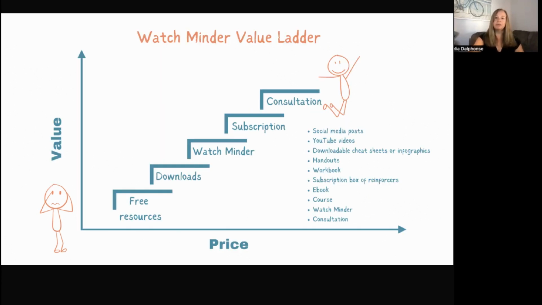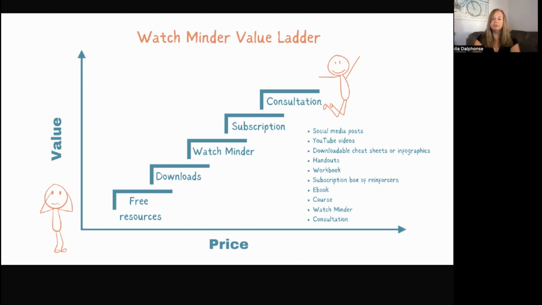So with the Watchminder, we might create a value ladder, and we might create different products of different values. We would start with some pretty low cost or free resources, which don't provide a lot of value. But as we move up the value ladder, the products get to be more valuable and a little bit more expensive. So for the Watchminder, we might do some social media posts.